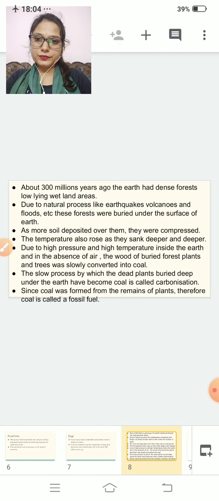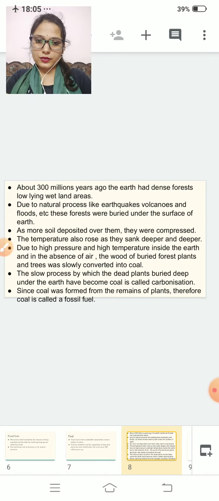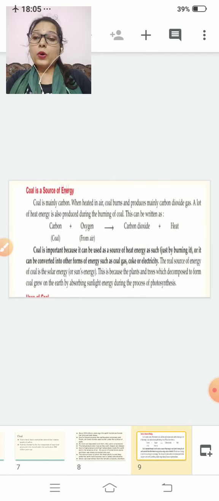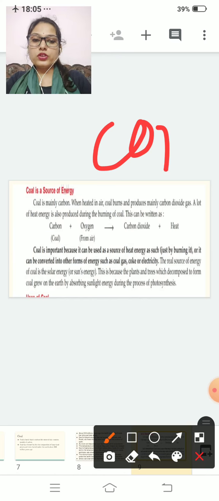Clear? I think everything is clear to you now. How is coal formed? Now, coal is a source of energy, as you all know. Coal mainly contains carbon. When heated in air, coal burns and produces mainly carbon dioxide. In coal, what is present? I told you that. Coal is totally made up of carbon. So when you heat it in the presence of air, what will it produce? It will produce carbon dioxide, and the formula of carbon dioxide is CO2.